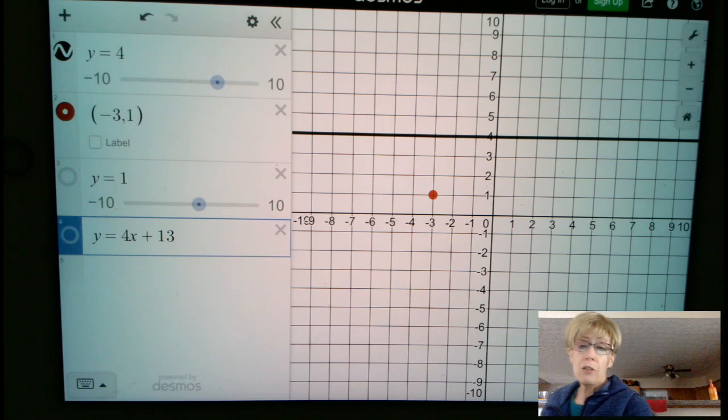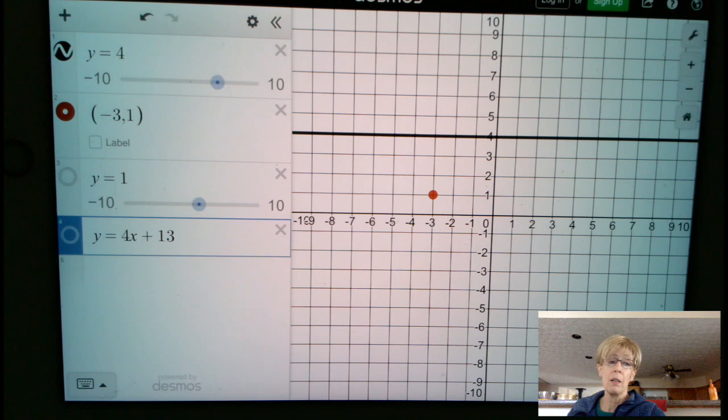I'm sorry, I had to change my Desmos screen a little bit. I couldn't get it back into a normal screen, so it's a little bit more detailed than you usually get on Desmos. But y equals 4, there's the black line, and then we need the line to go through the point negative 3, 1 and be parallel to that.